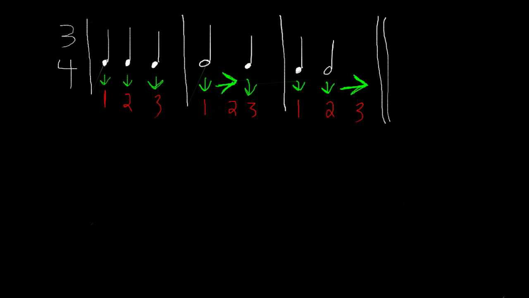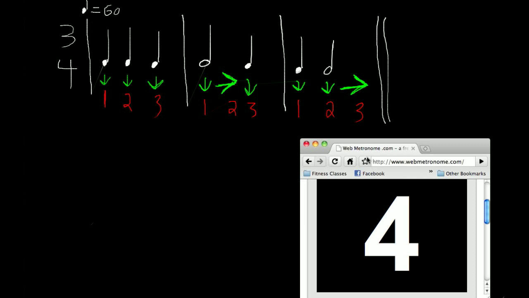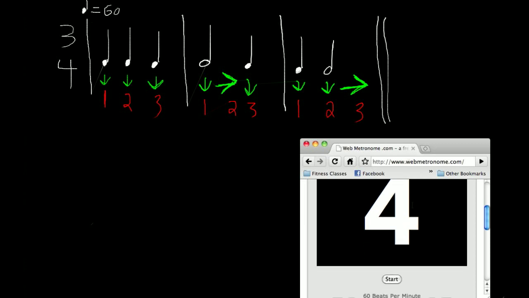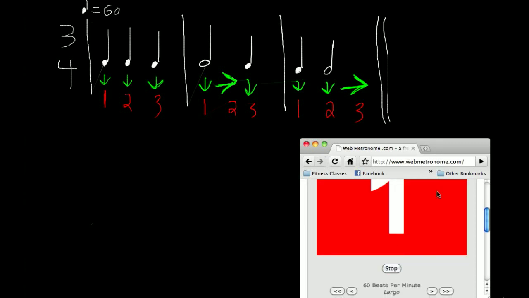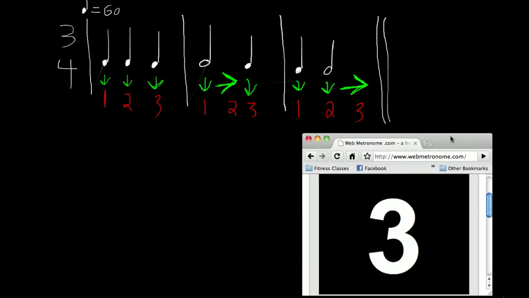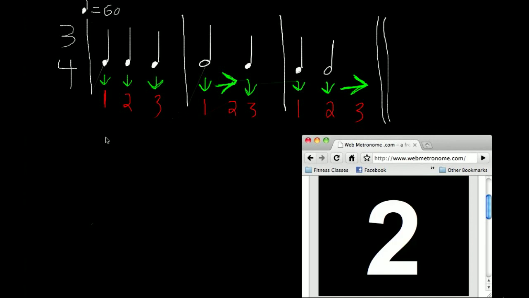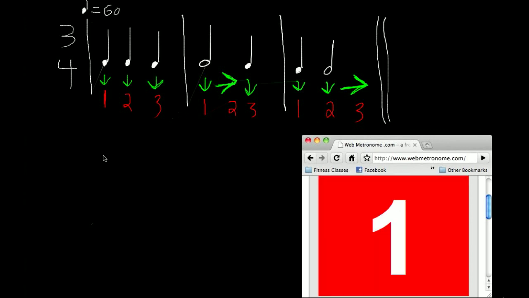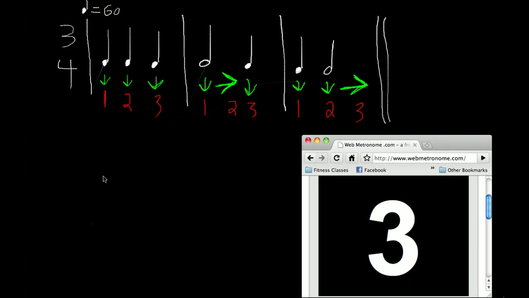And actually, you know what? I'm going to just be proper about this. I'm just going to write down that quarter note is equal to 60. There we go. Okay, so go back to Chrome. There we go. And let's start the metronome. 2, 3, 1, 2, go.